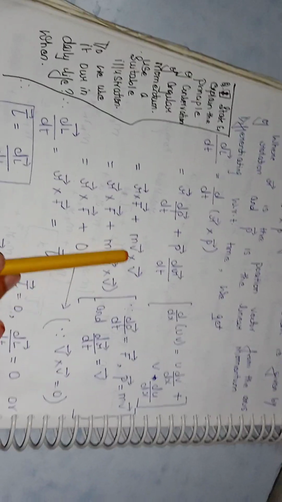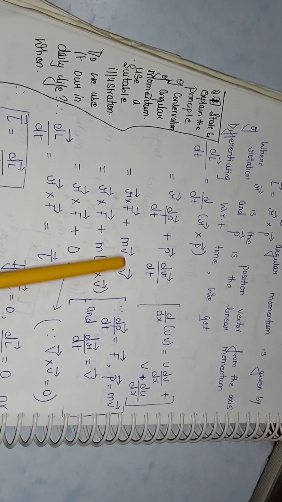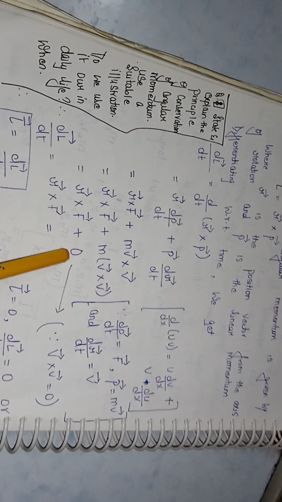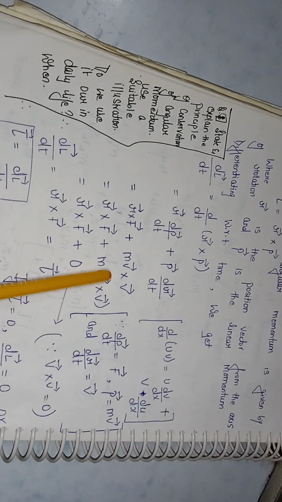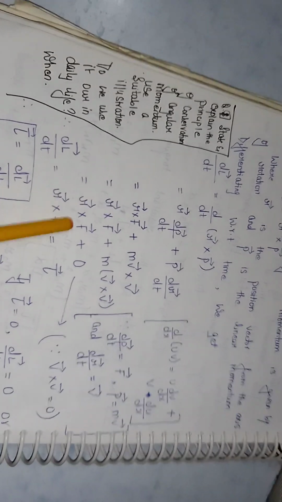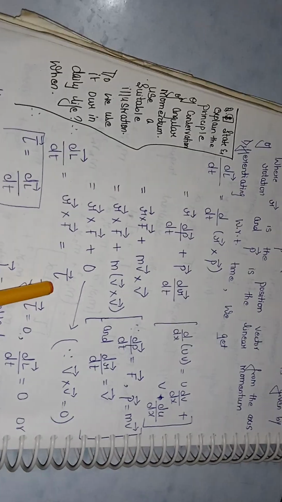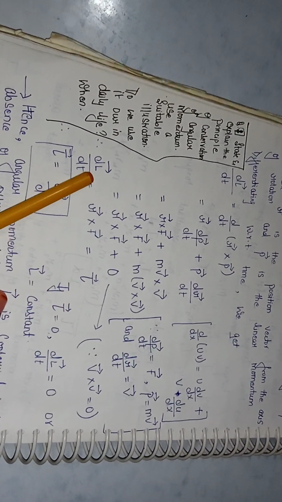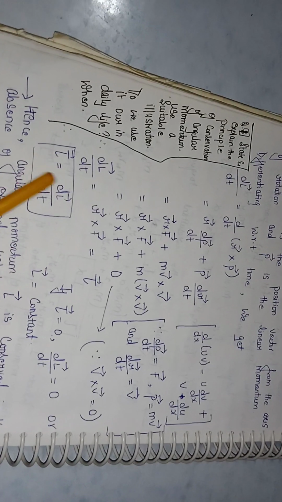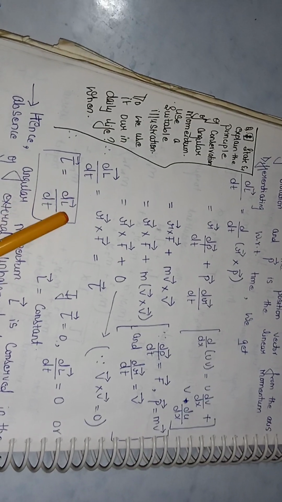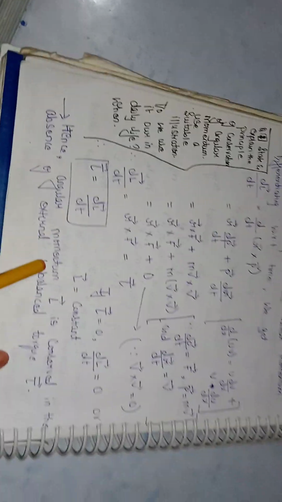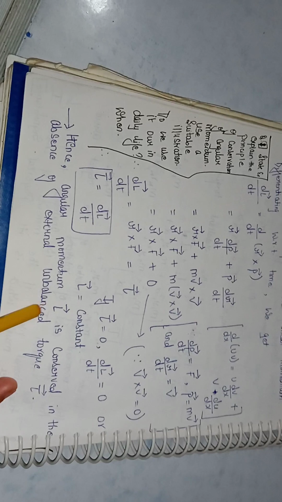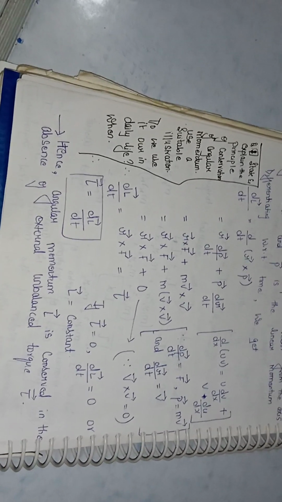The cross rule, v vector cross v vector, just you have simplified this, because this thing you will get 0, so this whole term will get 0 and it will be r cross F, which is nothing but torque. This is torque. So torque is equal to dL by dt. If torque is 0 then this will also be 0, that means L will remain constant. Hence angular momentum L is conserved in absence of external unbalanced torque. Thank you.